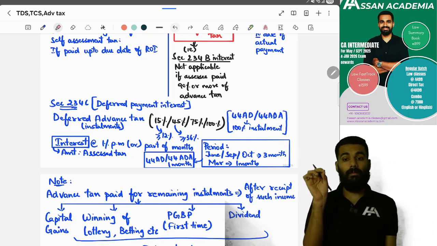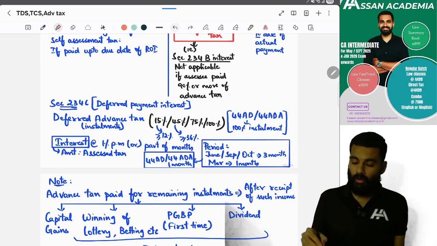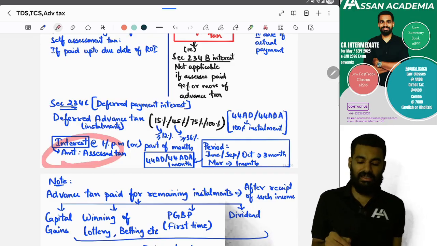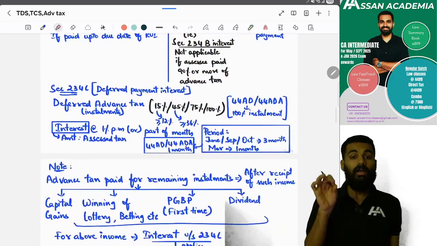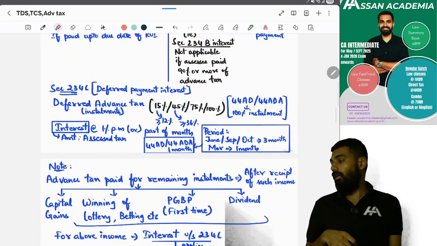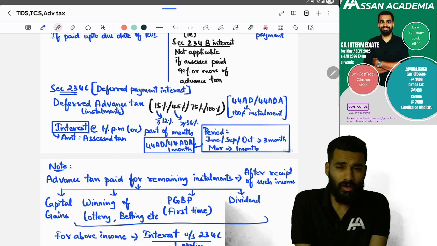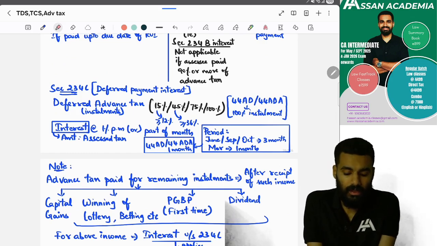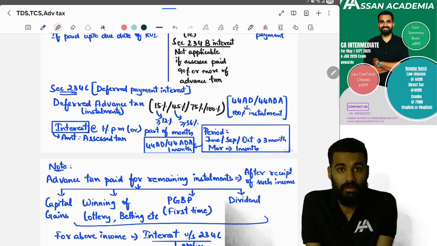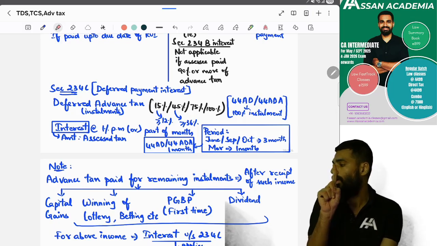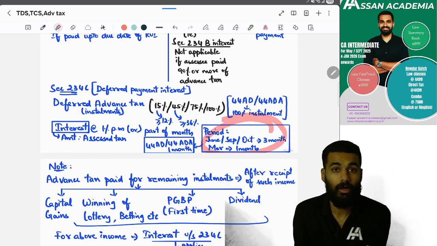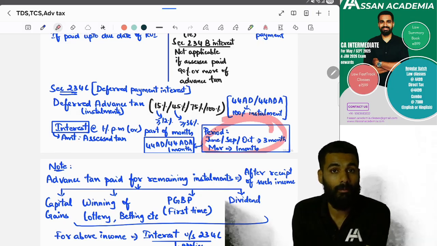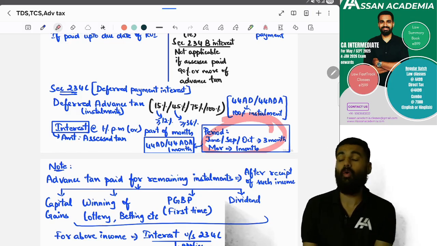Yes, so if you do not make the payment, then for that particular quarter, what is the assessed tax? Remember this calculation? Assessed tax. That amount into interest rate, which will be 1% per month or part of the month into 3 months. But for the March month, it will be only 1 month.